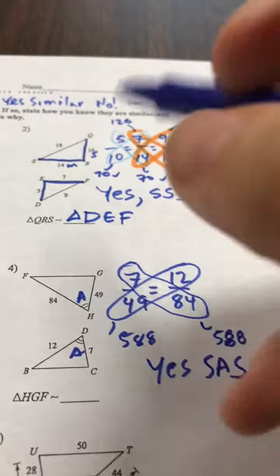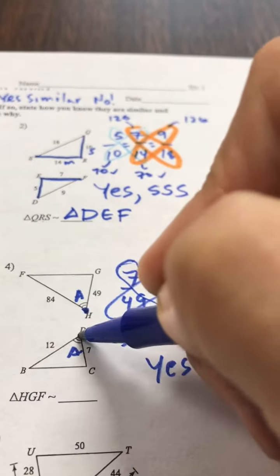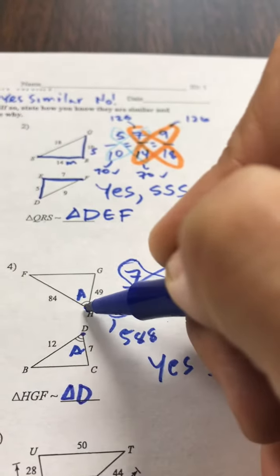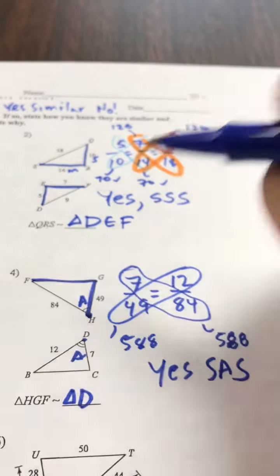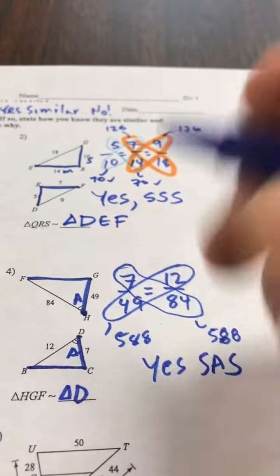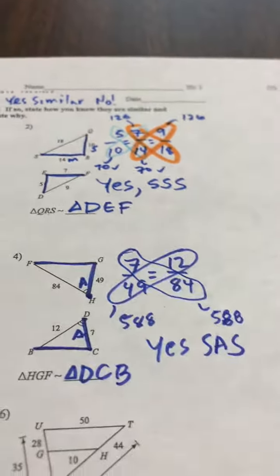So let's see how they named it. They went from the angle we know about. Okay, so I know angle H matches angle D. So I know I start with D. And then they went across the small side to the unknown. So I have to go across the small side and to the unknown. So that'd be DCB. Cool.